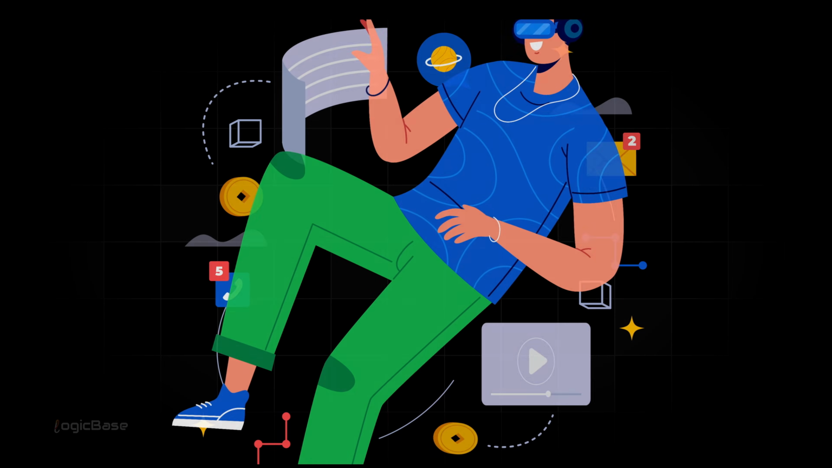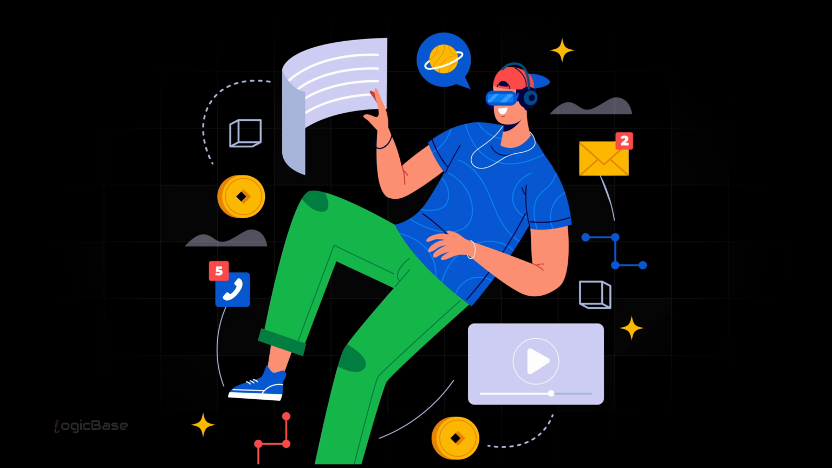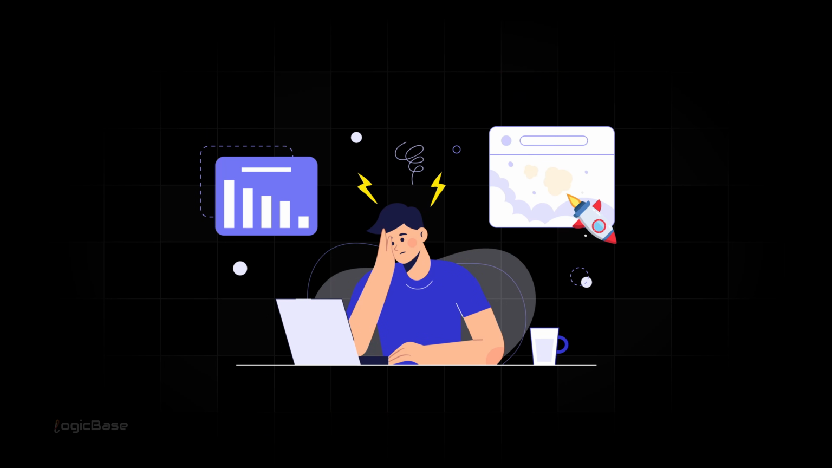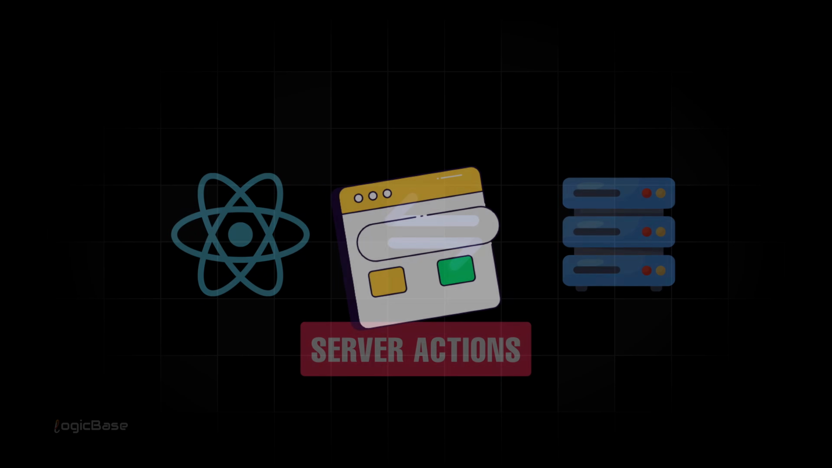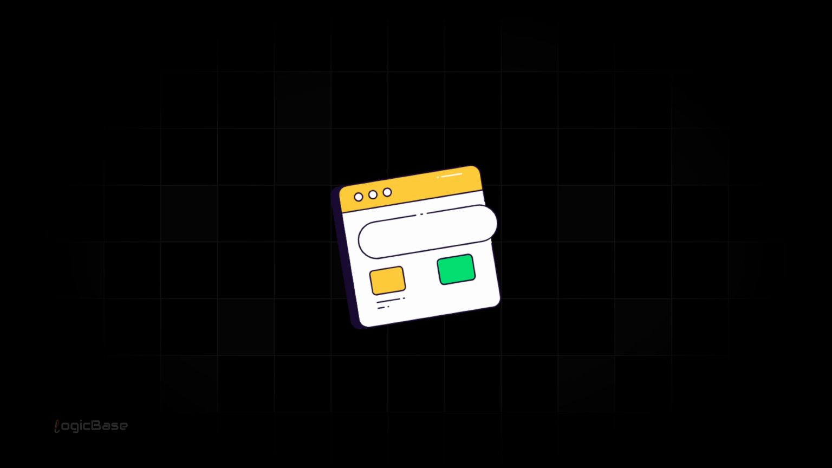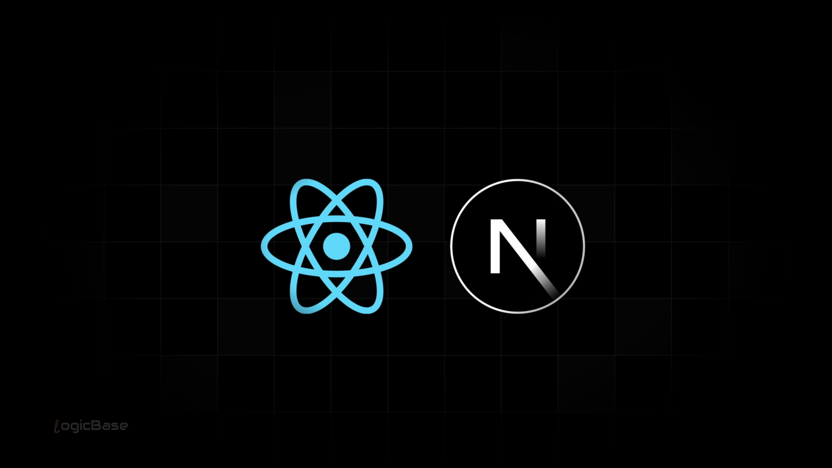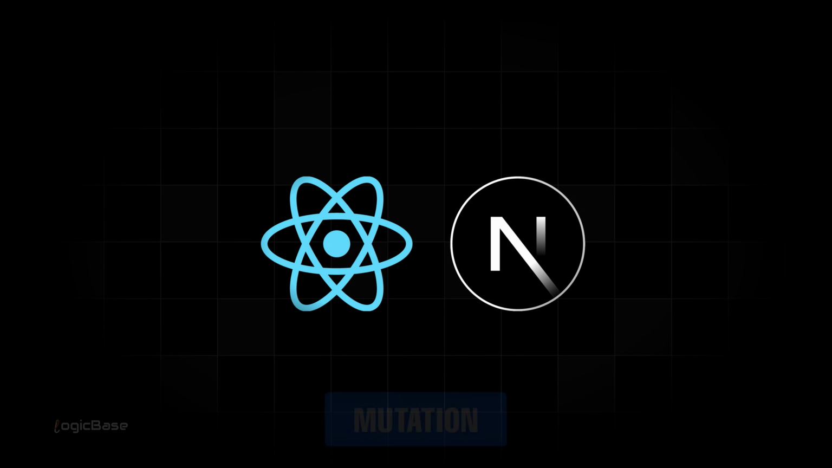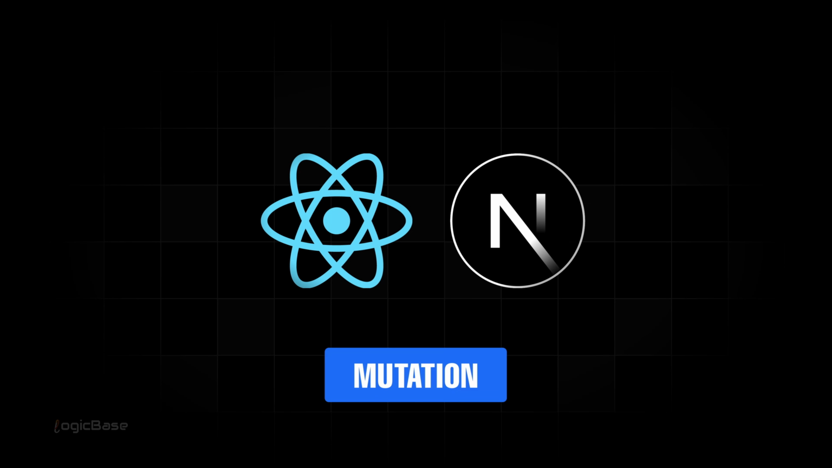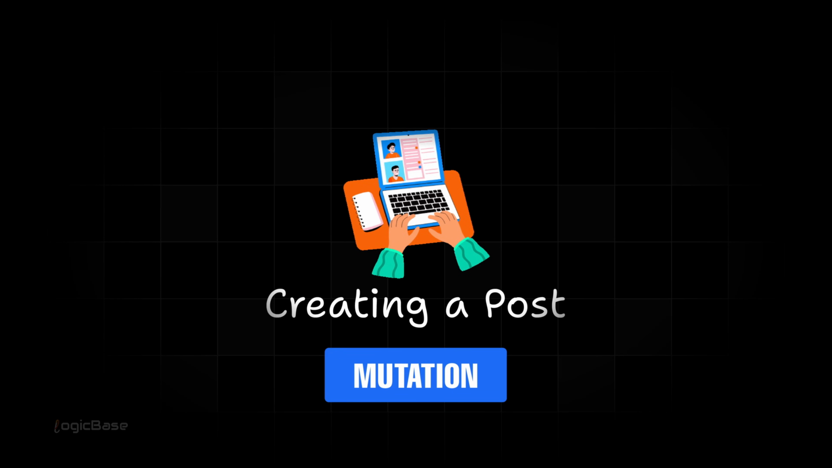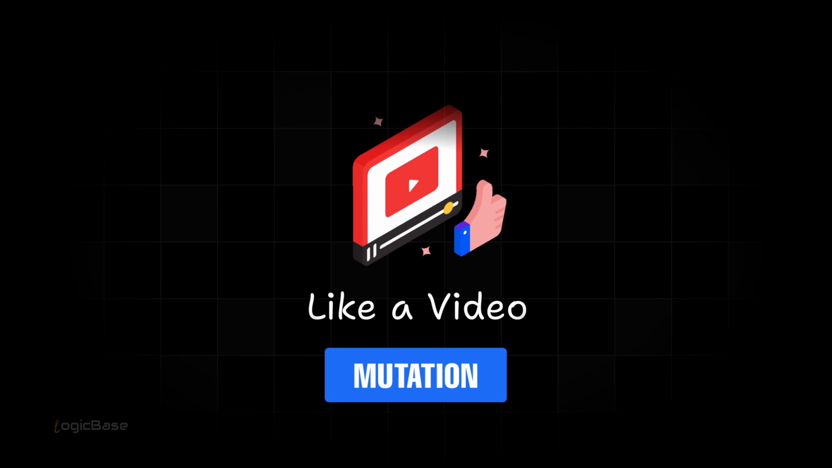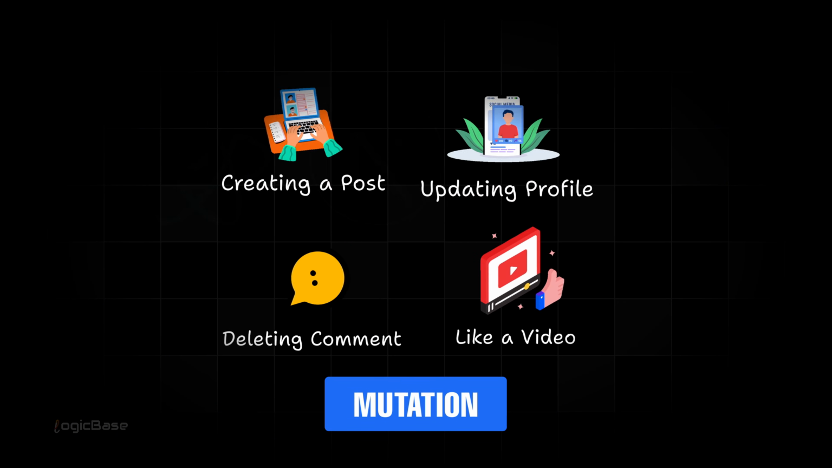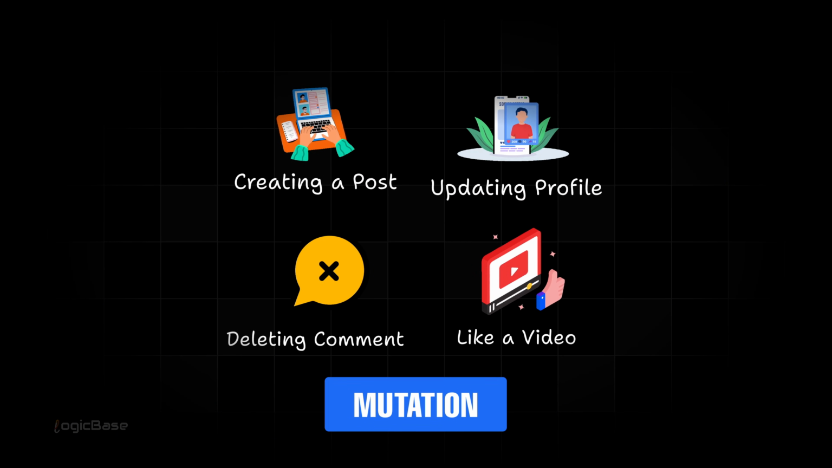Before we touch any fancy feature, I want to name the real problem this tutorial is about. It's not forms. It's not Server Actions. The real problem is that the moment your UI needs to change data, everything gets complicated really quickly. In React and Next.js, reading data is usually straightforward, but a mutation means we are changing something: creating a post, updating a profile, deleting a comment, liking a video, anything that changes the state on the server and then needs to be reflected back in the UI.